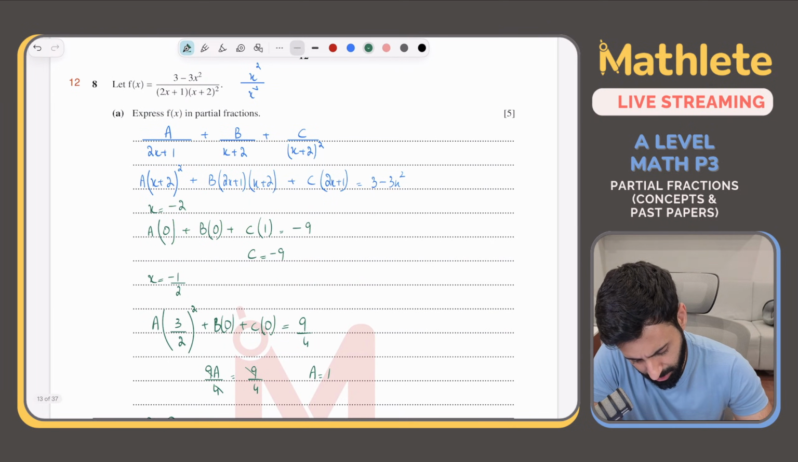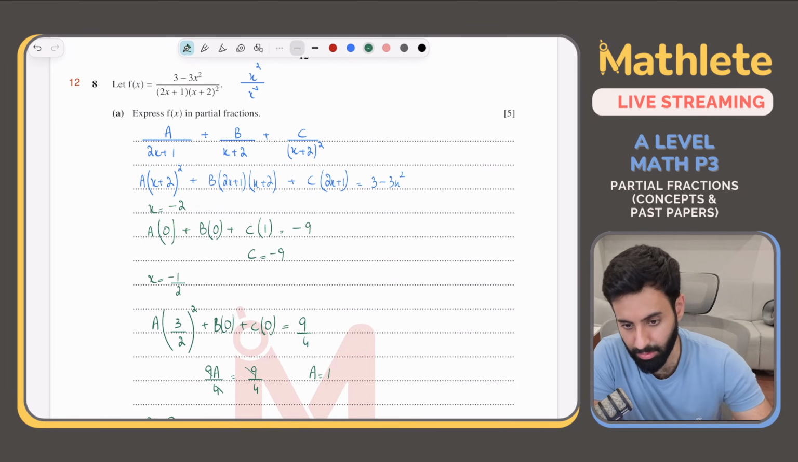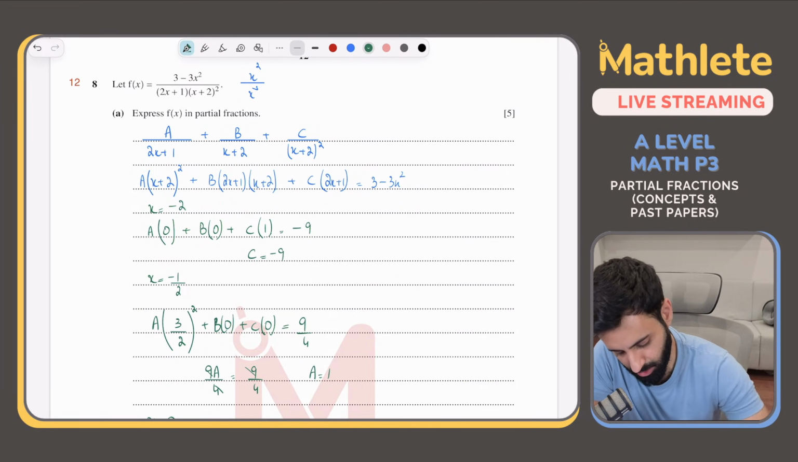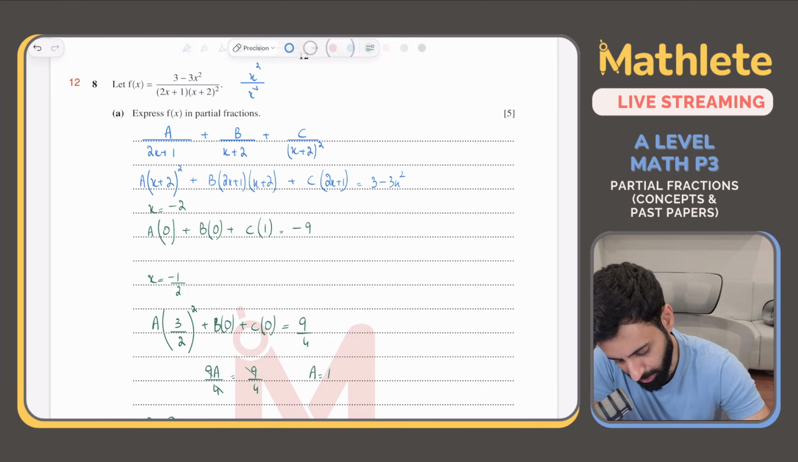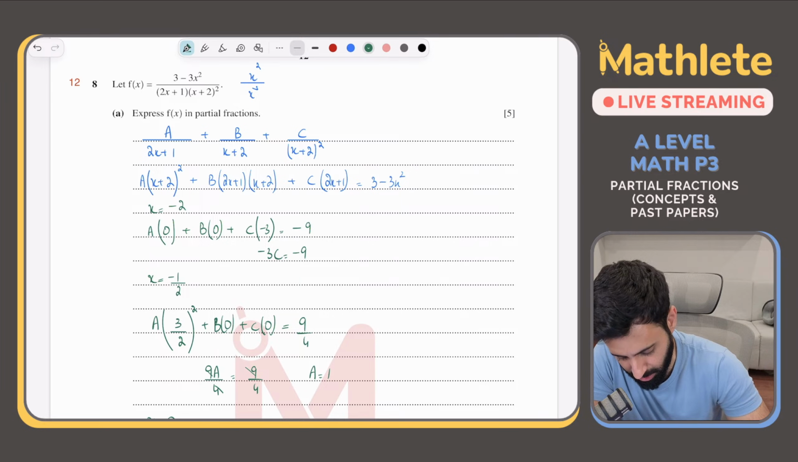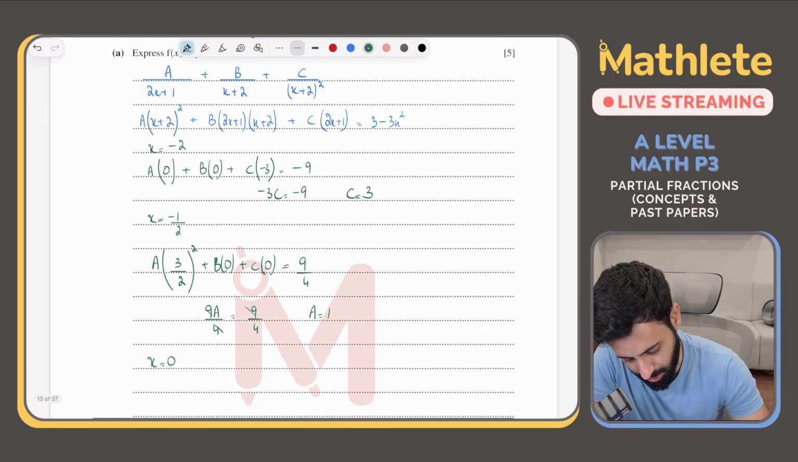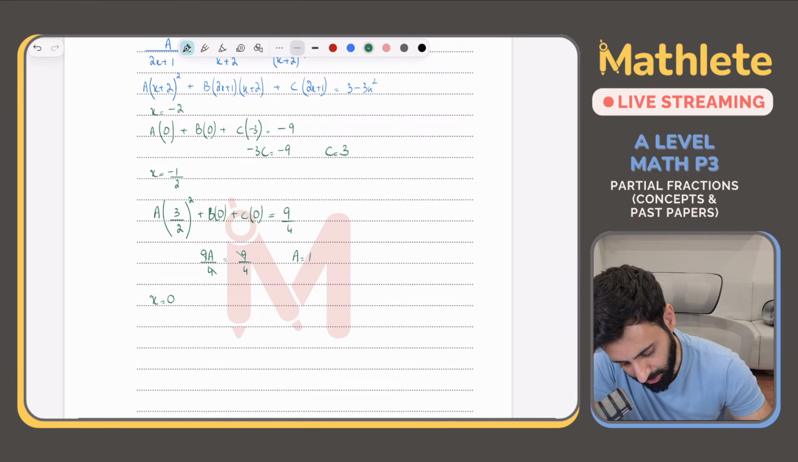Okay, did I make a mistake? Oh yeah, you're right. I made a mistake. I should have kept the answers in front of me. So you're right, c gets multiplied by minus 2 into minus 2 is minus 4. Minus 4 plus 1 is minus 3. You're right. So minus 3c equals to minus 9, which means c is equal to 3. Thank you. Appreciate that. Now let's plug in x equals to 0.